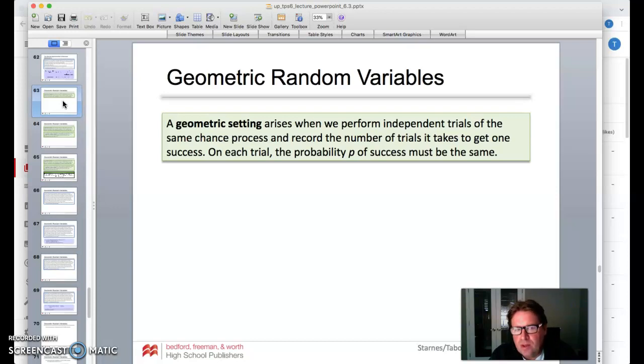How long does it keep doing it until you get it? So on each trial, the probability p of success must be the same. So they've got to be independent, right? And we're just going to see how long it takes to get there. Could be a really large number.